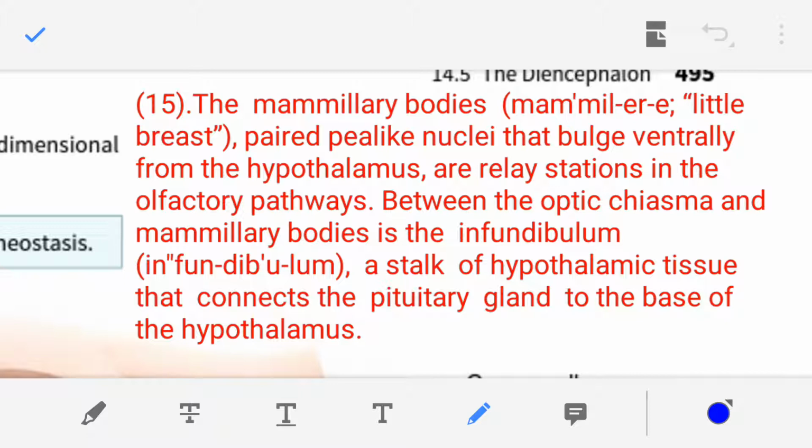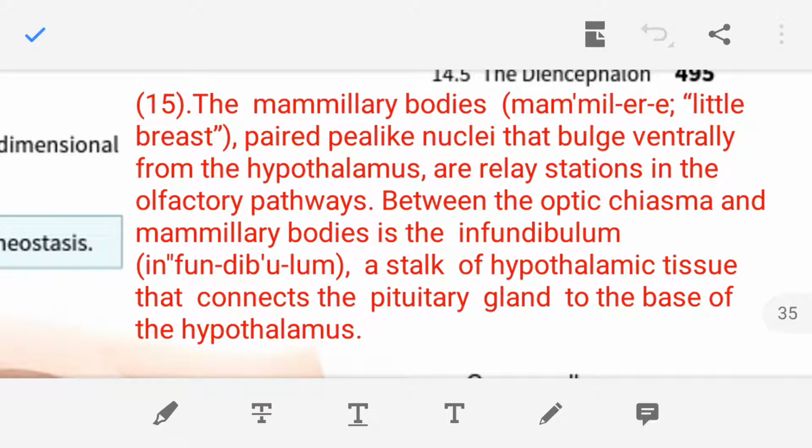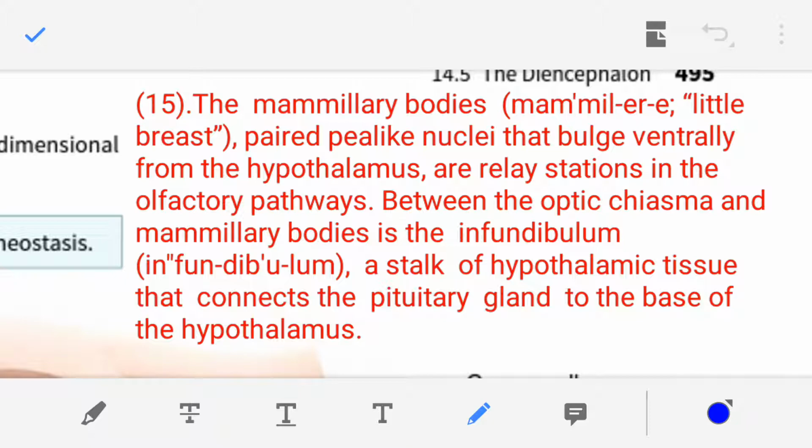And what role are the mammillary bodies playing? They are relay stations. They act as a relay station in the olfactory pathway, and olfaction is something related to smell. So this is regarding the mammillary body.